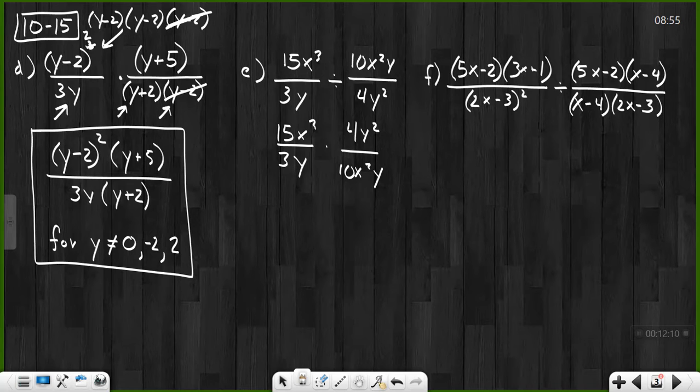Up here, I've got 15. Well, that 15, I'm going to rewrite that. That is a 3 times 5 times, and I've got x squared. Over on the bottom, I've got a 3 times 1 times y. On the other side, I've got a 4. That could go down to a 2 and a 2 times y squared. I'm going to say y times y.